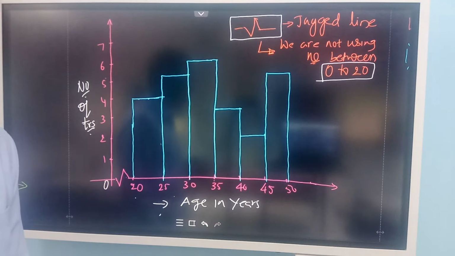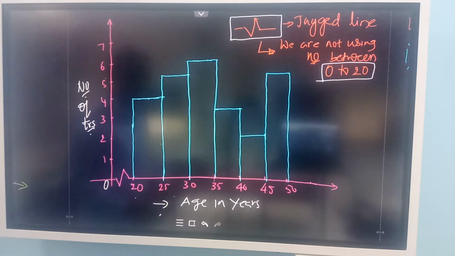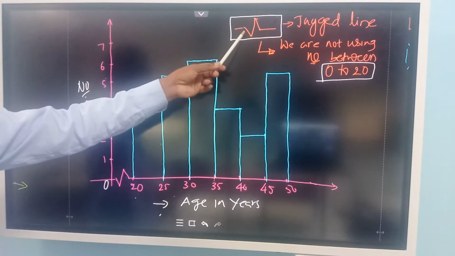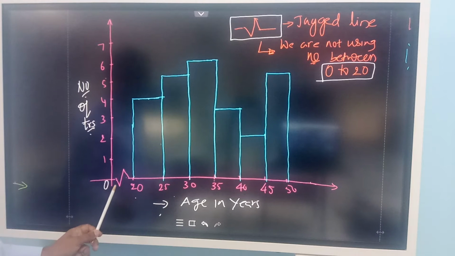Okay, tell me now. Sir, we can't see the upper side of the board, sir. One second. I think now it is clearly visible to all of you. So what does that symbol represent? This is a broken line or a jagged line. So that is the symbol we are using here.